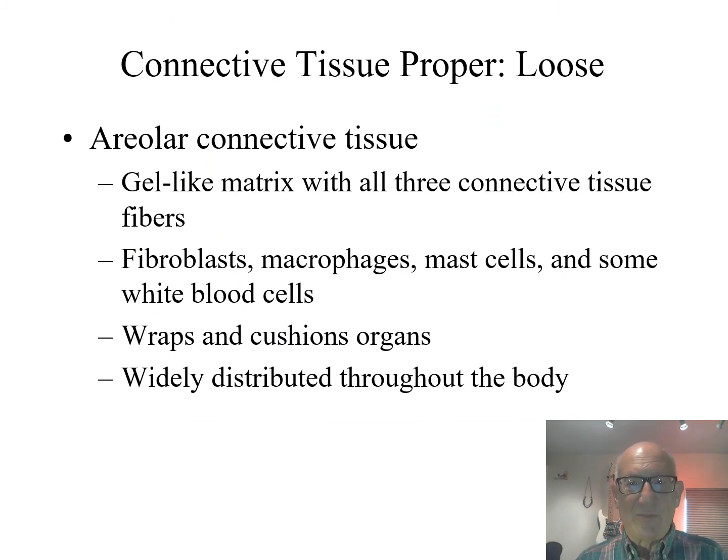The connective tissue proper is most of the connective tissue of the body. First, we're going to look at loose connective tissue. And the first kind of loose connective tissue is areolar, or areolar. I've heard it pronounced both ways over the years. Areolar connective tissue has a gel-like matrix with all three connective tissue fibers. It has fibroblasts, macrophages, mast cells, and some white blood cells in it. And it wraps and cushions organs. It's widely distributed throughout the body.